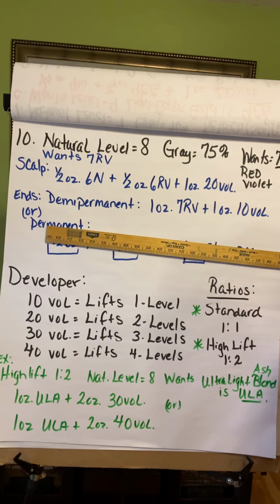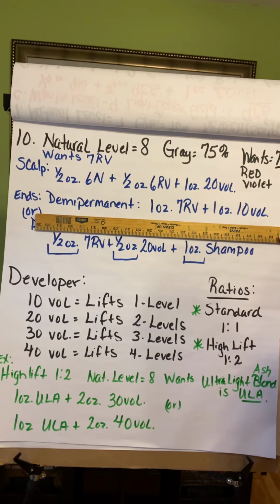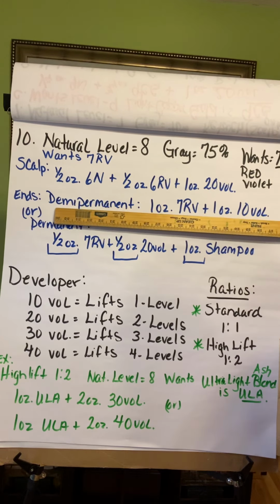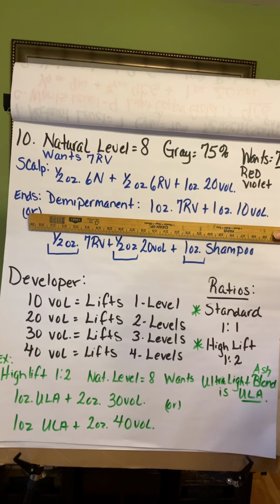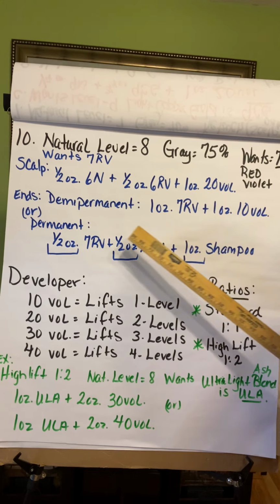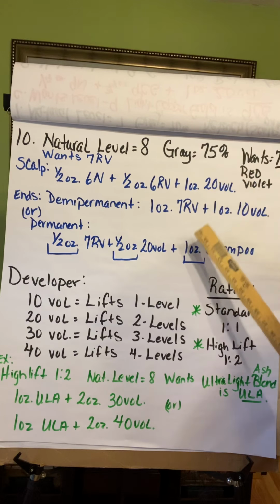So if you want to use permanent color, you can. Okay, you don't even have to write permanent. But if you don't write demi, it's just assumed that it's permanent hair color. If you don't write demi-permanent, I'm assuming it's permanent hair color. You have to put it on the formula page.